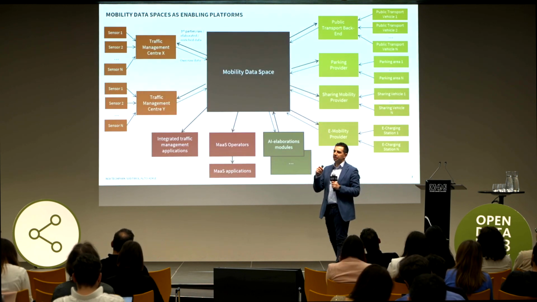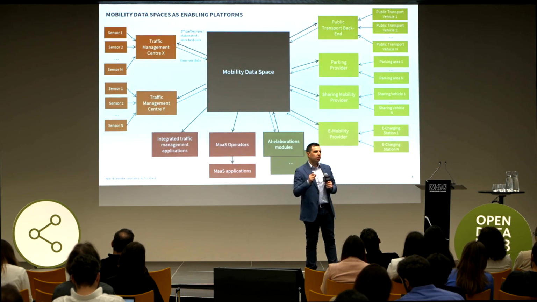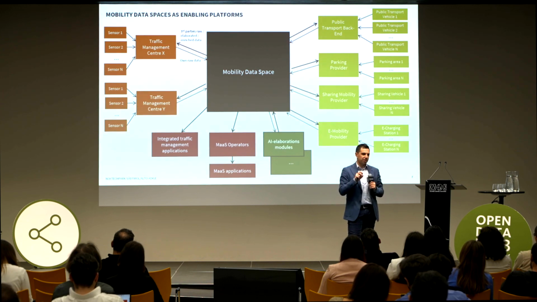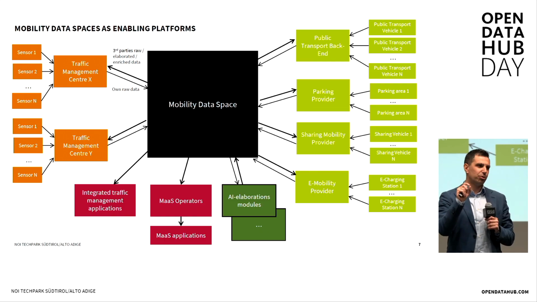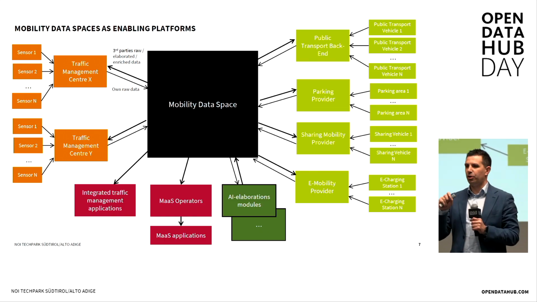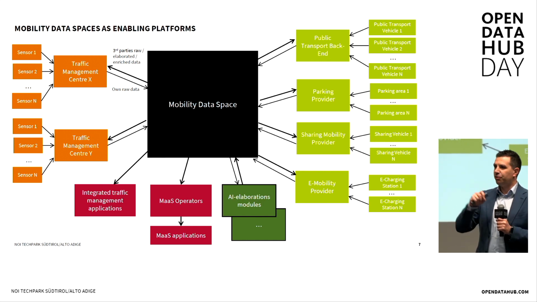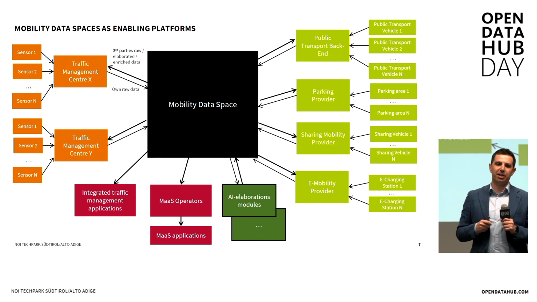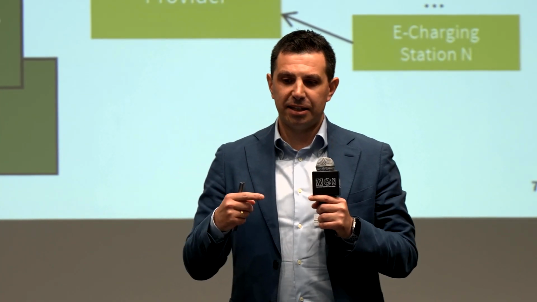And now the question, the point is, why a mobility data space? Because you can implement your solutions in your own ecosystem and try to give a small contribution to all these challenges. For example, if you are in traffic management, you can improve the way you manage traffic. If you are a public transportation operator, you can try to improve the way people use public transportation. And of course, you can work together.